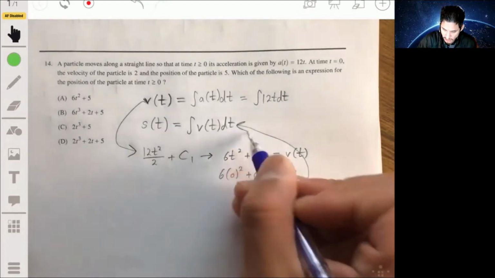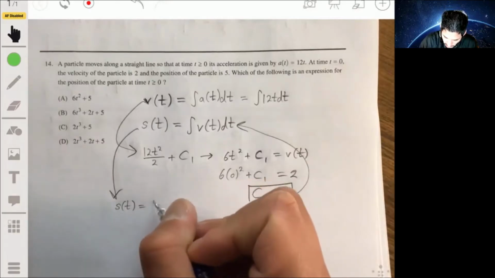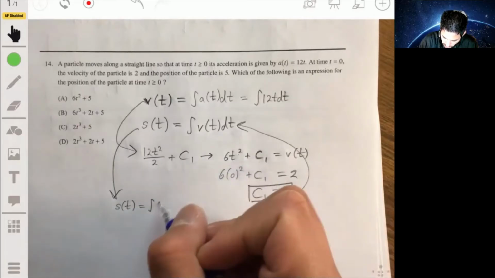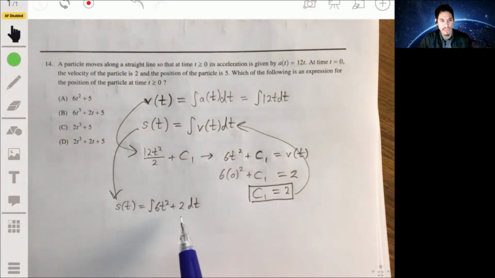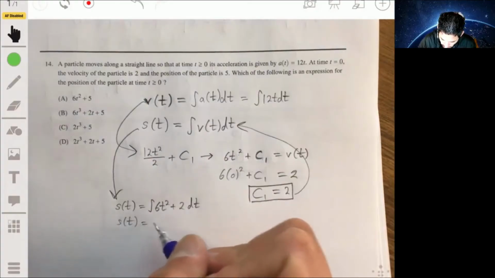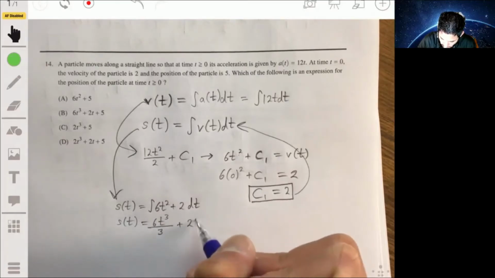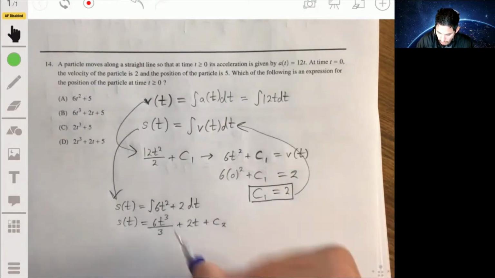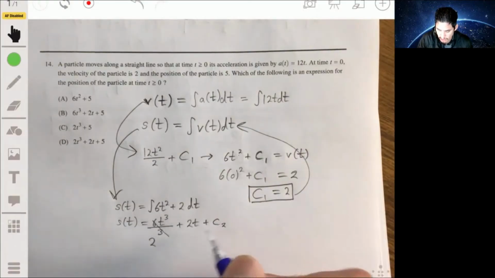So with that, you can go further and set up s of t as the integral of 6t squared plus 2 dt. And then we can integrate this. So s of t will be 6t to the third over 3 plus 2t plus c2. Now, this is the same as 2t cubed.